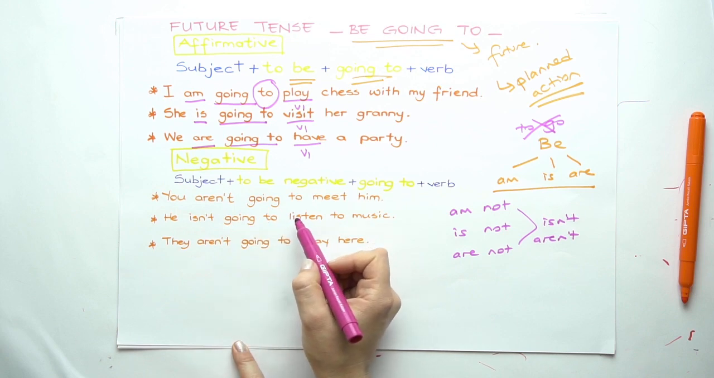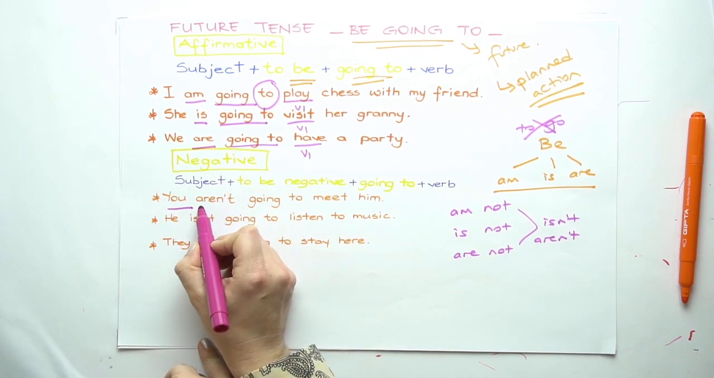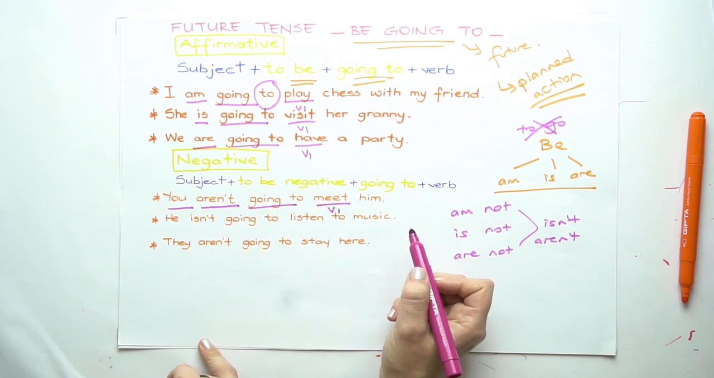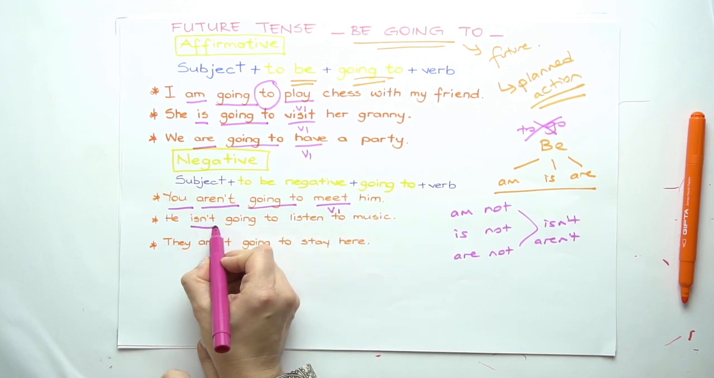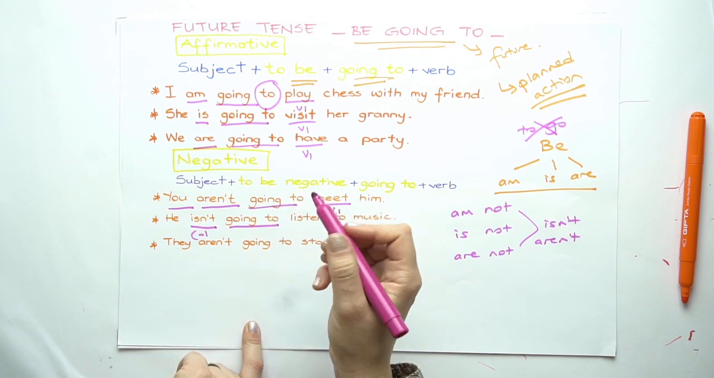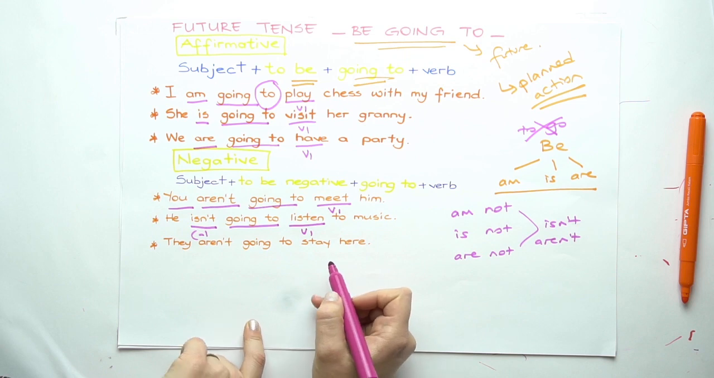You aren't going to meet him. We use you with the negative form, going to, and the verb in its first form. He isn't going to listen to music. Isn't is negative, going to is the form that we're using for future, and listen in its first form.